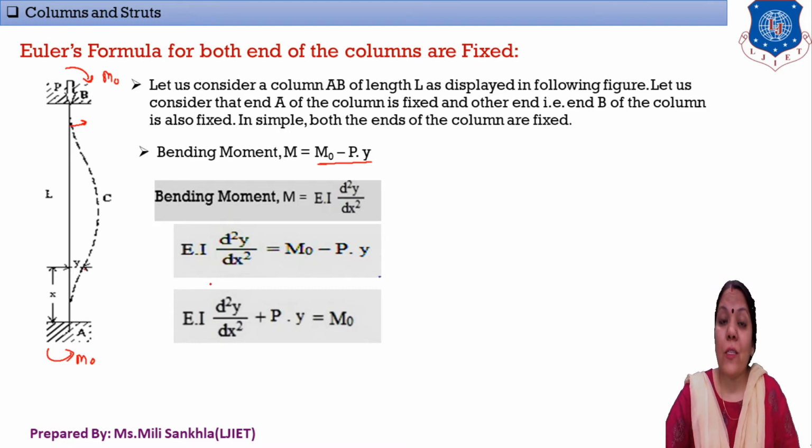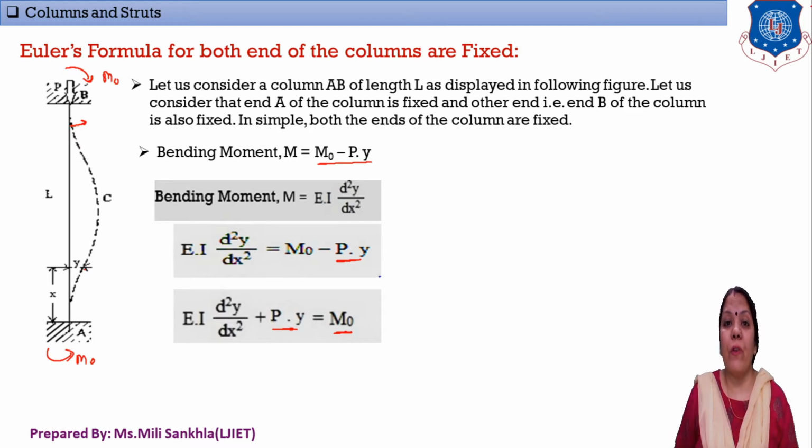Clear? Now what is the differential equation? That is M is equal to EI d square y by dx square. So EI d square y by dx square is equal to the equation of moment, which is M0 minus P into y. Now shift Py from the right to the left hand side, so this negative term is converted into a positive term. EI d square y by dx square plus P into y is equal to our moment M0 at A and B. This is our differential equation.